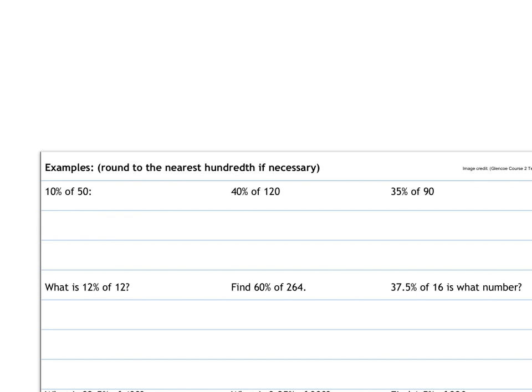So examples, round to the nearest hundredth if necessary. So we're looking for 10% of 50. Try as many as you'd like, and I will fill them in. And some of them I might just write answers, and you can check your accuracy. 10% again, I could either do 0.1 of 50, or 10% is 1/10 of 50. I know that 50 over 10 is 5.